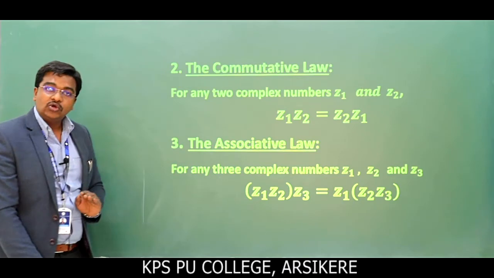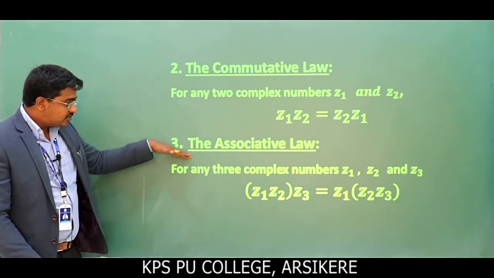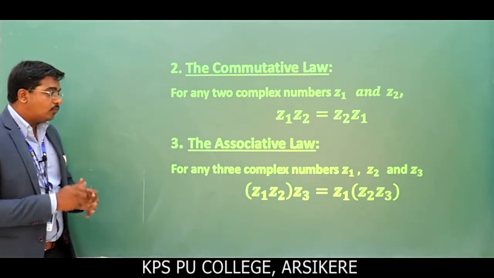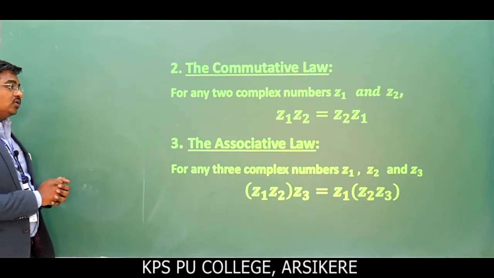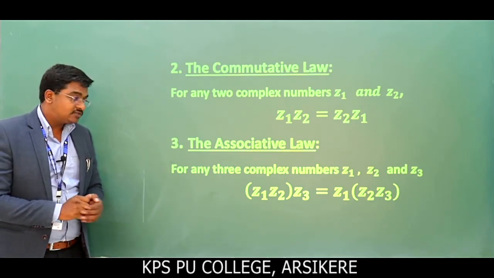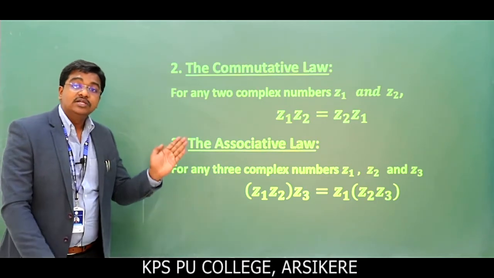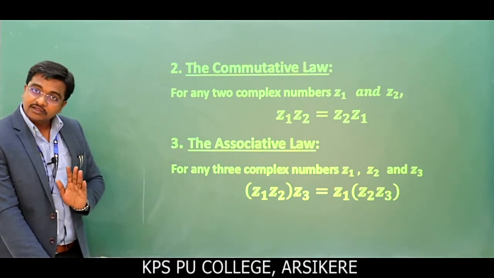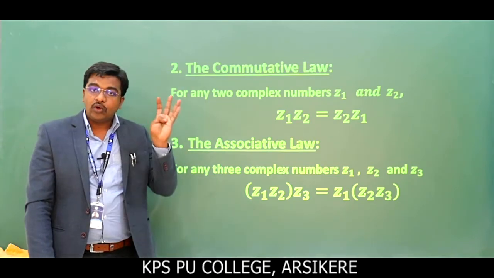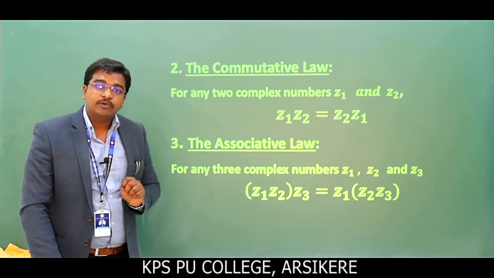Take a pause and note down all the things I have written here. Associative law. For any three complex numbers z1, z2 and z3, z1 into z2 times z3 is equal to z1 times z2 into z3. So these are properties number 1, 2 and 3. So what about the fourth property?